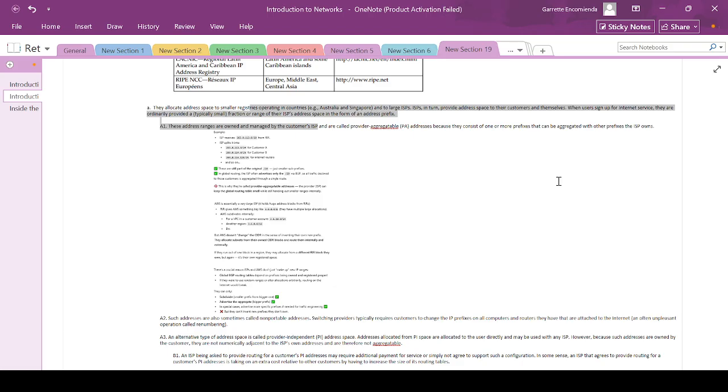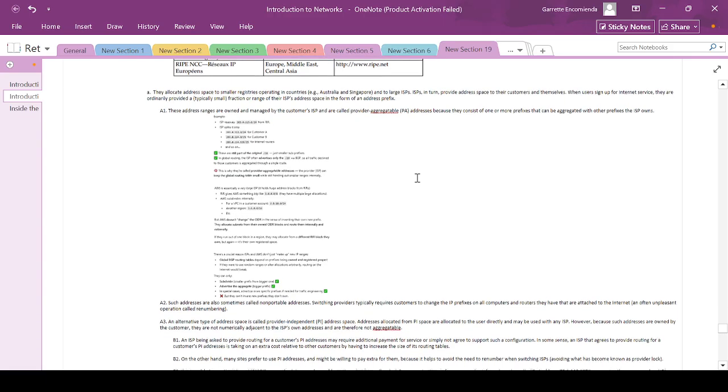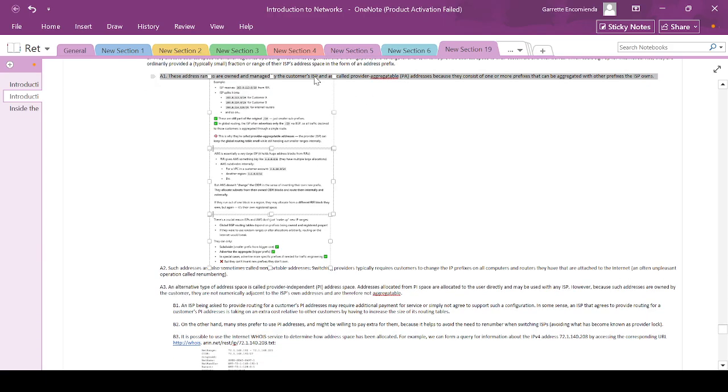When users sign up for internet service, they're ordinarily provided a typically small fraction or range of their ISP's address space in the form of an address prefix. These address ranges are owned and managed by the customer's ISP and are called provider aggregatable addresses because they consist of one or more prefixes that can be aggregated with other prefixes the ISP owns.